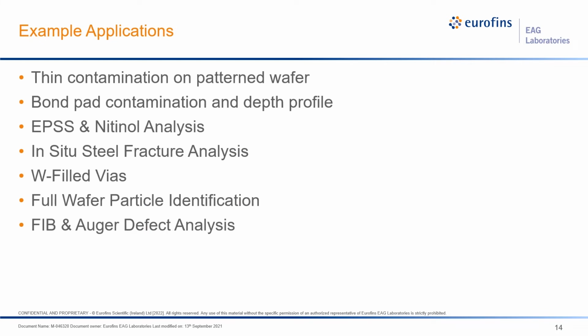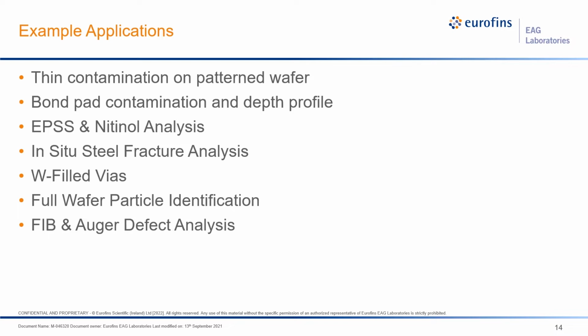Okay, so let's see this technique in action. We're gonna start looking at some examples. Here's some typical analyses that we have done over the years. We're gonna start off with a couple of semiconductor applications where we identify contaminant on a pattern wafer, and then look at an aluminum bond pad that exhibits poor wire bonding behavior.